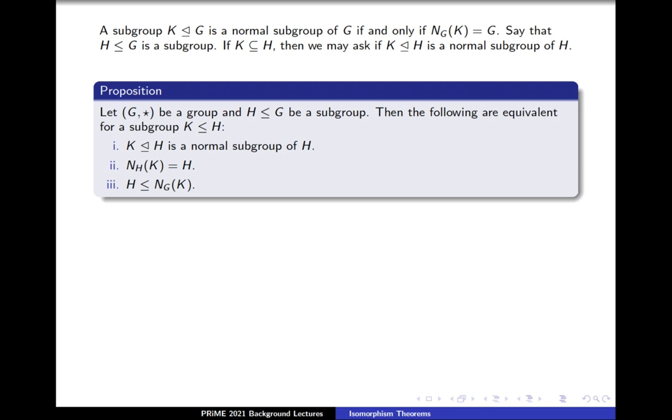So we have the following proposition to help. Let G with operation star be a group and H be a subgroup. Then the following are equivalent for a subgroup K of H. First, K is a normal subgroup of H. Equivalently, second, the normalizer in H of K is equal to all of H. Third, H is a subgroup of the normalizer in G of K.